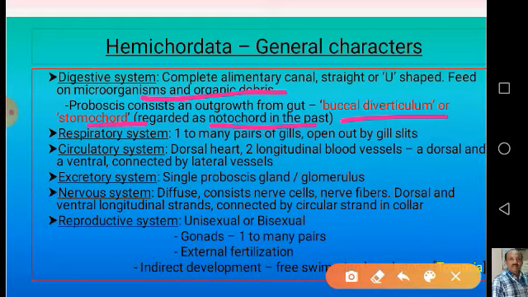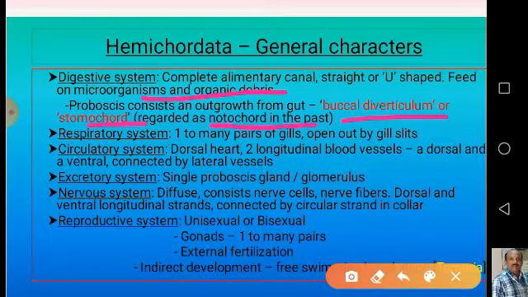But recently it was found that the buccal diverticulum or stomochord present in Hemichordata is neither homologous nor analogous to the notochord of Chordata. So that's why most of the scientists tilted towards shifting the Hemichordata subphylum to the Invertebrata.